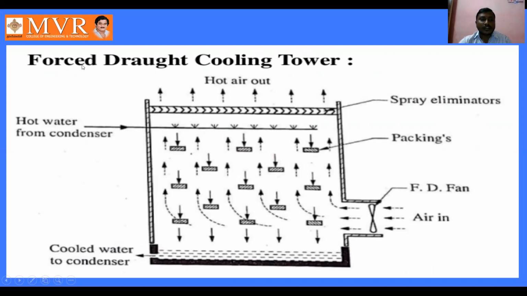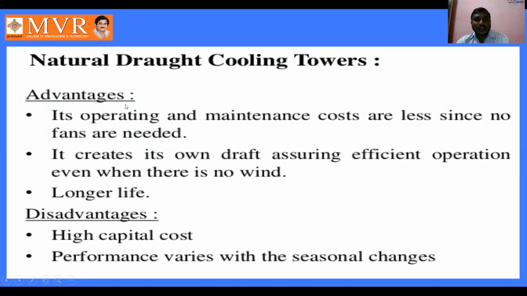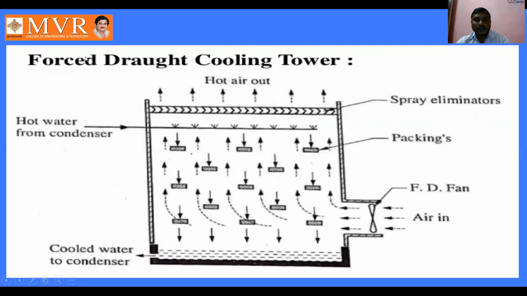The name itself tells us it is forced. In the previous one we studied the natural type, which happens naturally, but here we need to force the air into the cooling tower. The process is the same as that of the natural cooling tower, and the only difference is that we are keeping this FD fan here. The same procedure applies to both the natural and forced draft cooling towers.